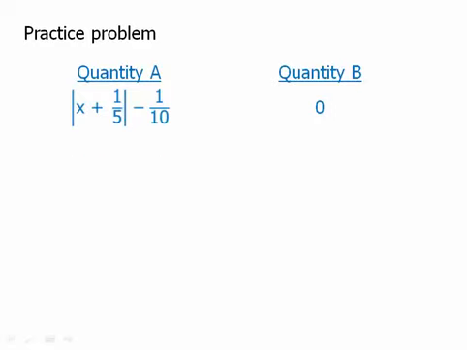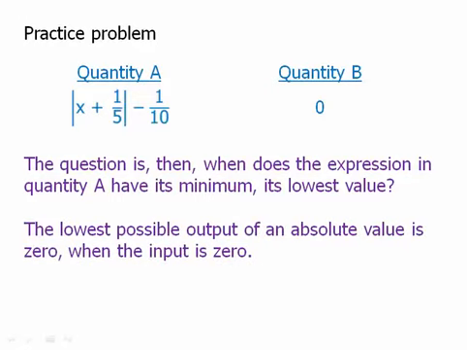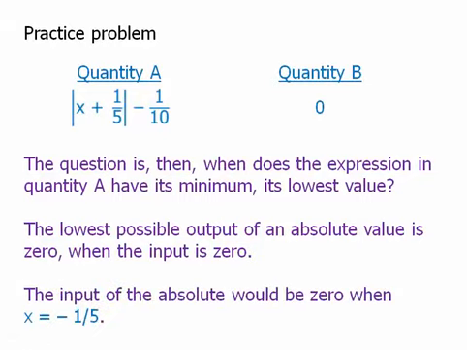So does that mean that a is the answer? The question is then, when does the expression in quantity a have its minimum, its lowest value? Well, let's think about this. We have an absolute value. What is the lowest value that an absolute value can have? The lowest possible output of an absolute value is 0 when the input is 0. So what would make the input of that absolute value 0? Well, it's x plus 1/5. So if we picked x equals negative 1/5, then it would make the input of that absolute value 0.